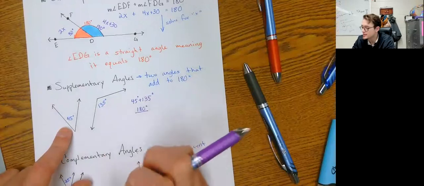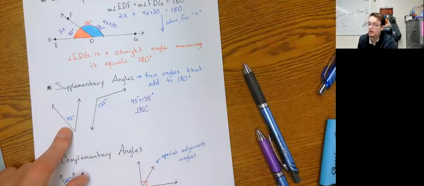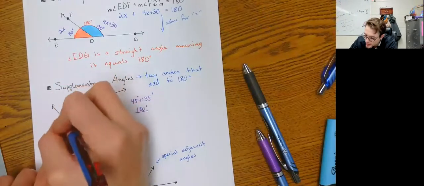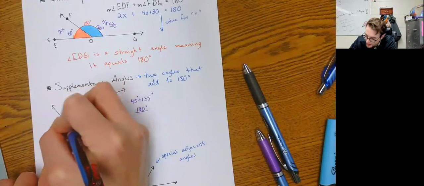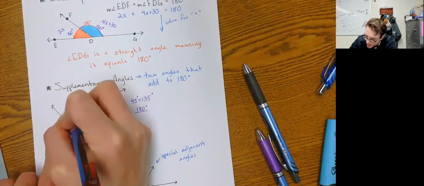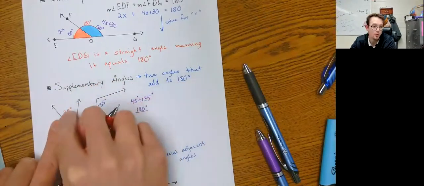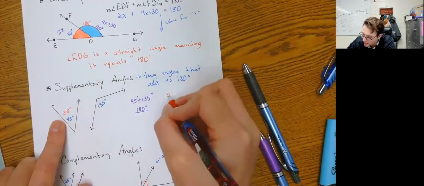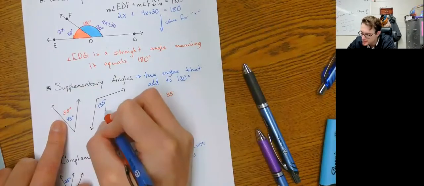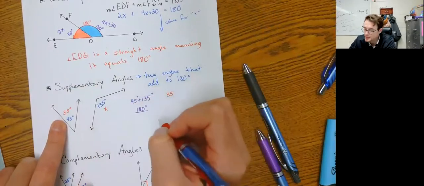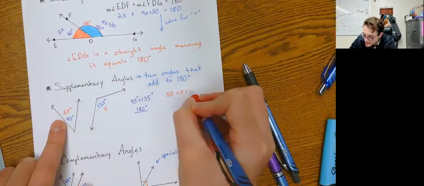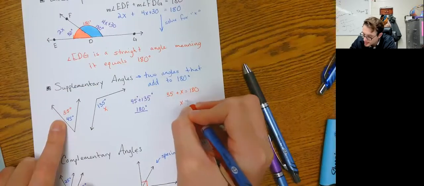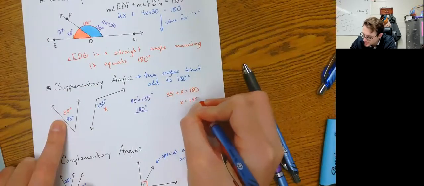Another thing is, if you get a story problem that tells you these two angles are supplementary, and maybe this one over here is, let's say, 35. If you know they're supplementary and you know one of them's 35, what does the other one have to be? Let's say this one over here is x, because we don't know what it is, so we give it a variable. So 35 plus x has to equal 180. Well, I subtract 35 across and I get x equals 145 degrees.